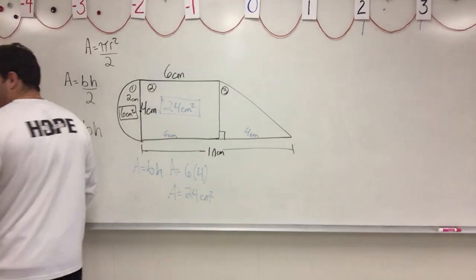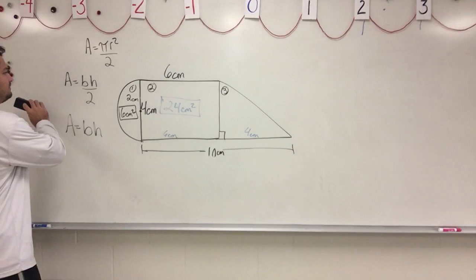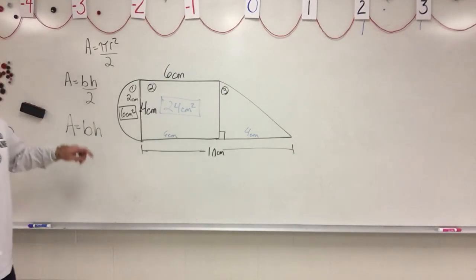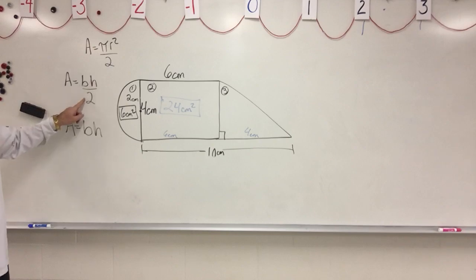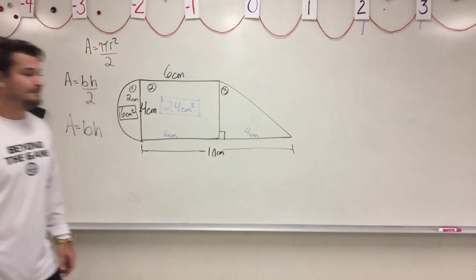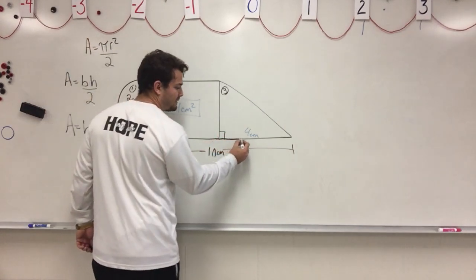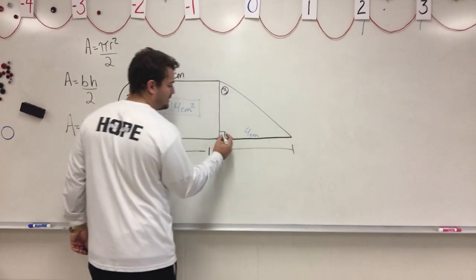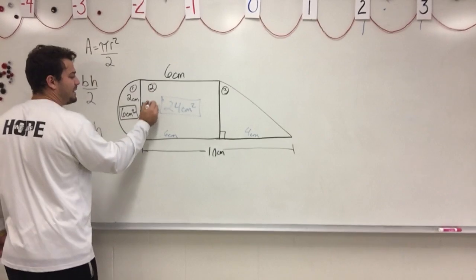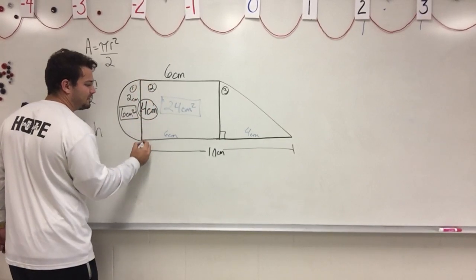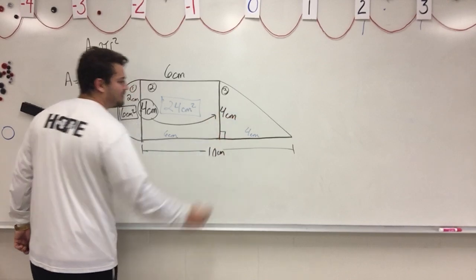Finally, I need to find the area of the triangle. To find the area of a triangle, we're going to use this formula here. Area equals base times height divided by 2. If I look at my triangle here, my base is 4 centimeters, and my height is given also right here. This measurement is 4 centimeters, which means this measurement, or the height of my triangle, is 4 centimeters.